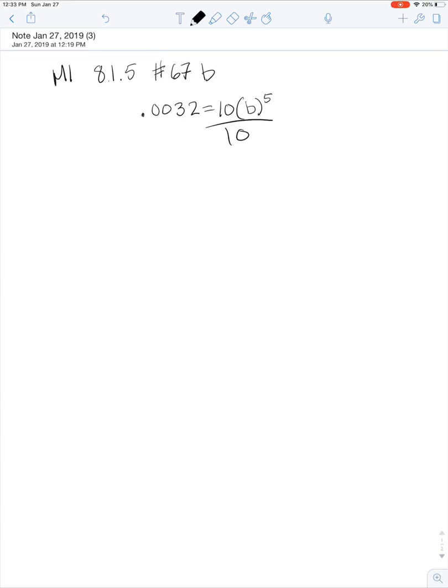Divide by 10. If we do that on the right, of course we have to do that on the left. So now we're going to get 0.032 equals b to the power of 5. Okay, well, to undo a power of 5, we need to take the fifth root. Just like to undo a square, so if we had x squared equals 4, we would take the square root of the left, square root of the right, x must be 2.